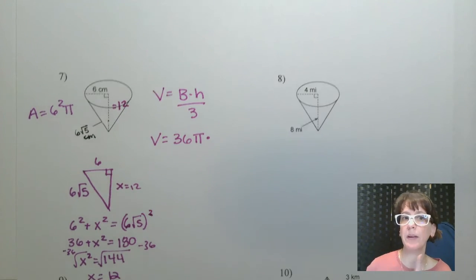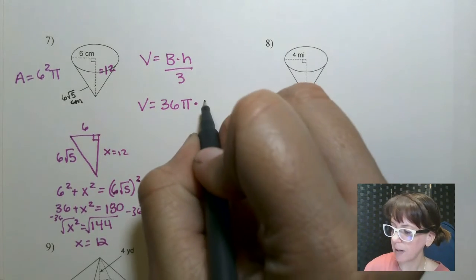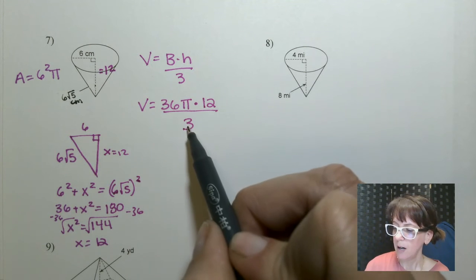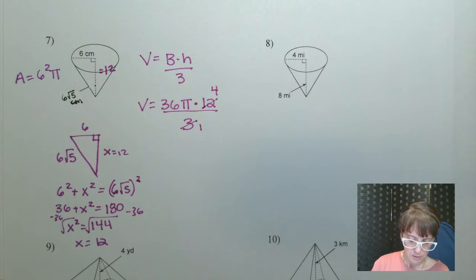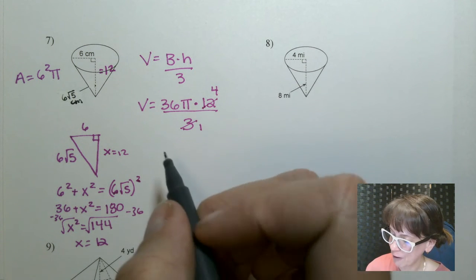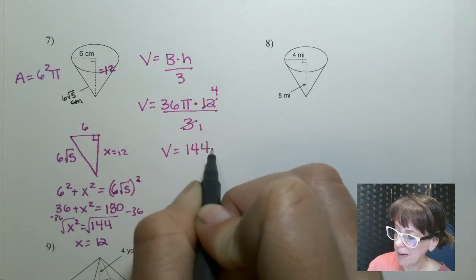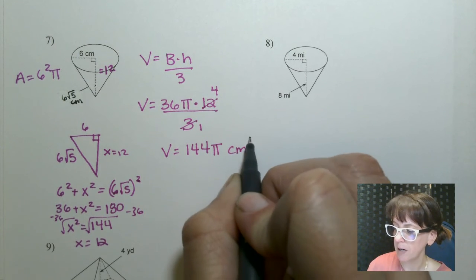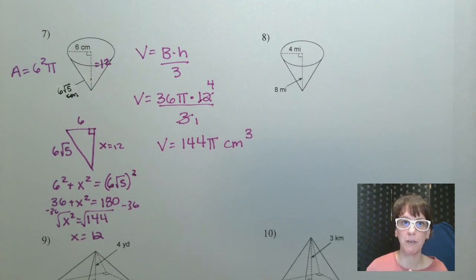So sometimes you have to use your Pythagorean theorem to get all the information. So now we can say, okay, that is multiplied by 12, and then we have to divide by 3. Divide this by 3, we get 1. Divide this by 3, we get 4. So if we do 36 times 4, we end up with 144, because I just did that before. So volume equals 144 pi, and we're talking about centimeters, and we're talking volume, so you've got to remember cubed. So just be aware that you could use the Pythagorean theorem in order to find your height there.